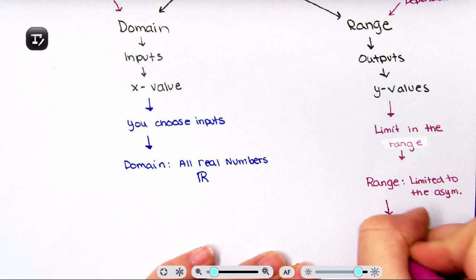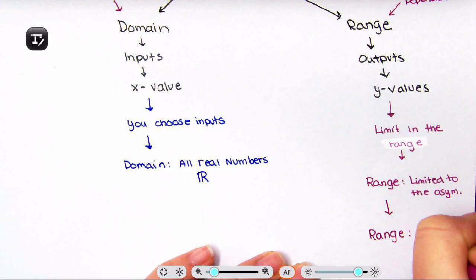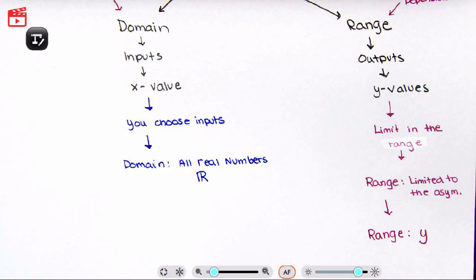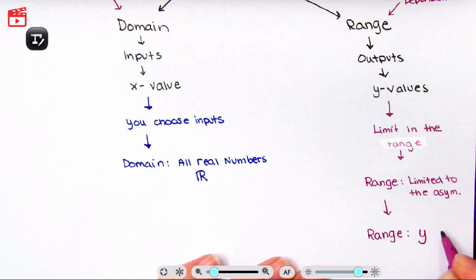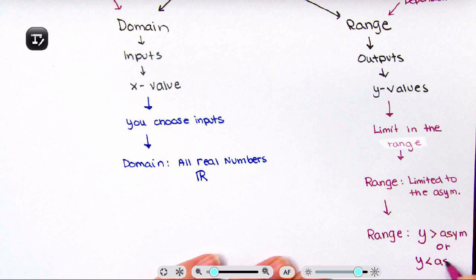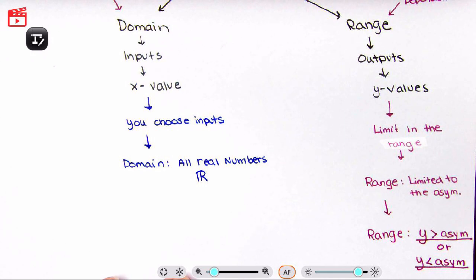So for the range, you're going to write range, and you're going to say y is either greater than the asymptote, or y is less than the asymptote. It's one or the other, depending on, is it above or is it below? Can it be above? Can it be below? We are writing what it can be. For the domain, you're just writing all real numbers. So if it's asking for your domain and range, the domain is all real numbers for exponential functions. For the range, you're writing either y is greater than the asymptote or y is less than the asymptote. You are not writing both. You are choosing which one to write depending on your function.